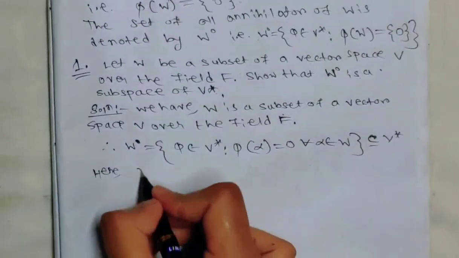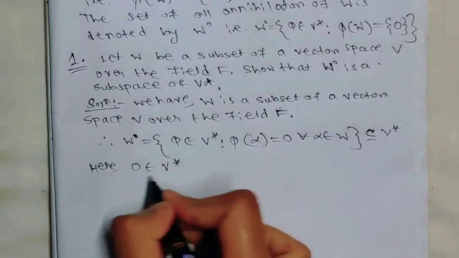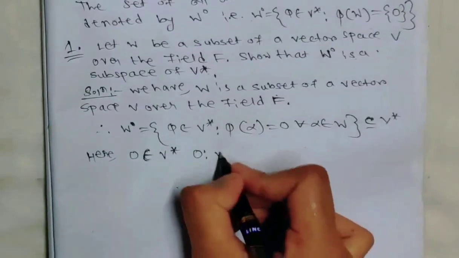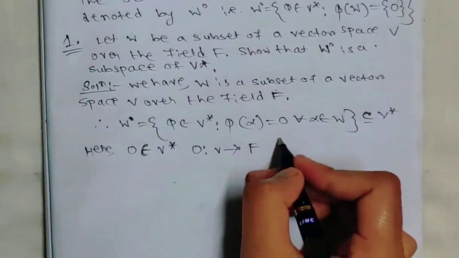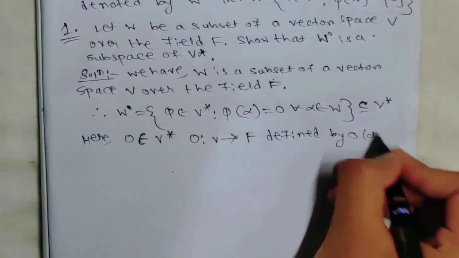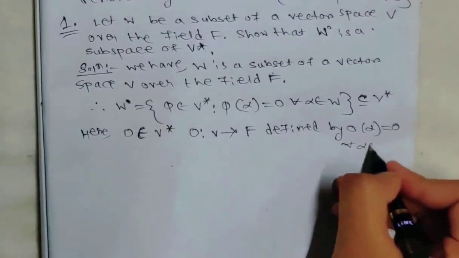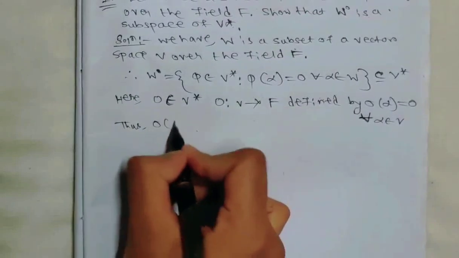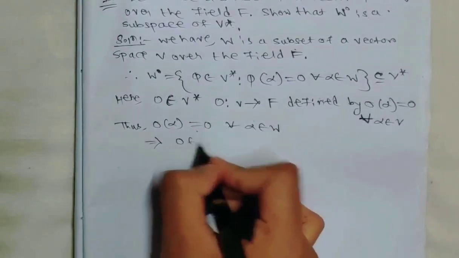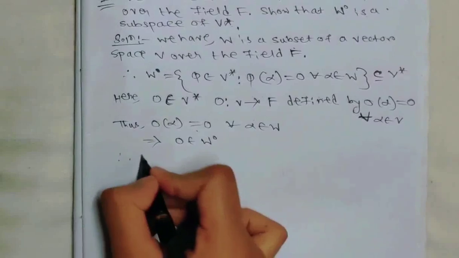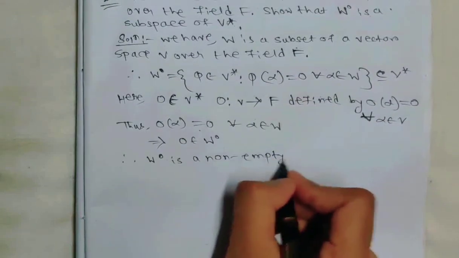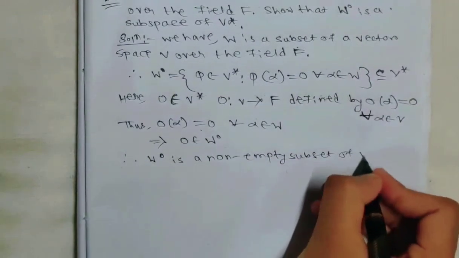So here 0 belongs to V star. हमने V star से उसका identity element लिया, जो कि है 0. Here 0, V to F एक mapping है defined by 0 of alpha equals 0 for all alpha belonging to V. Thus 0 of alpha equals 0 for all alpha belonging to W, that implies 0 belongs to W naught. So we have proved that W naught is a non-empty subset of dual space V star.